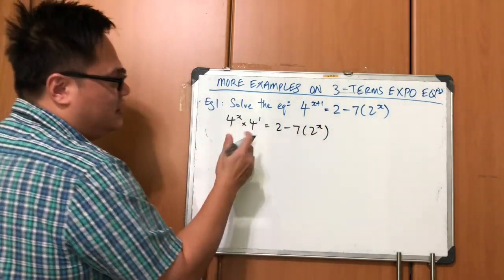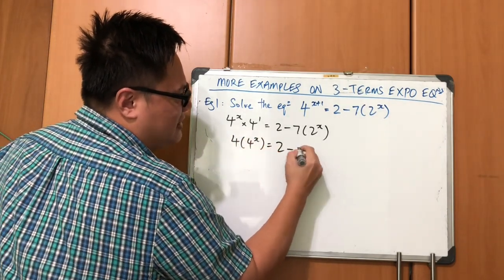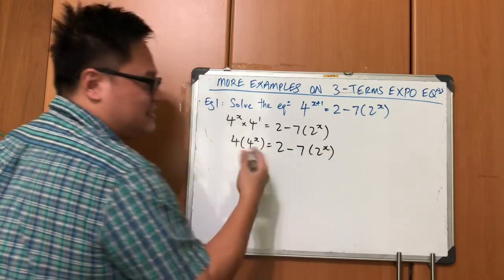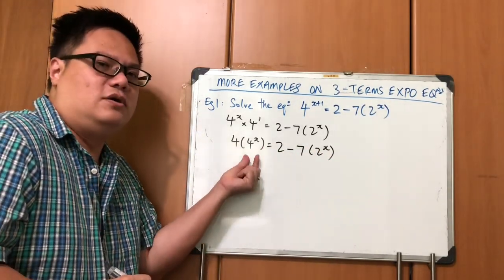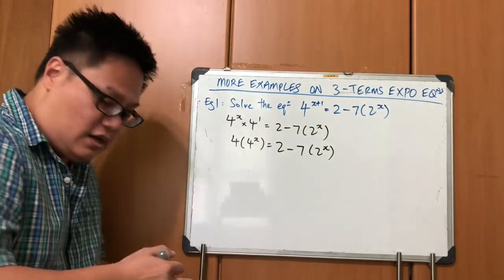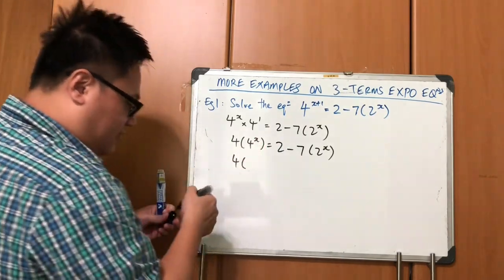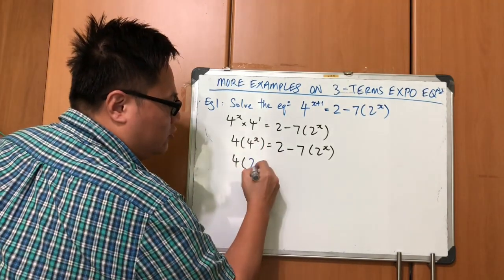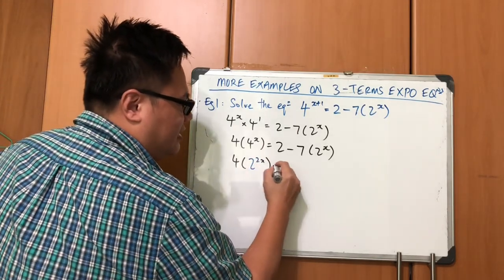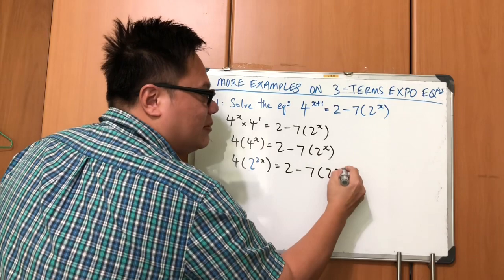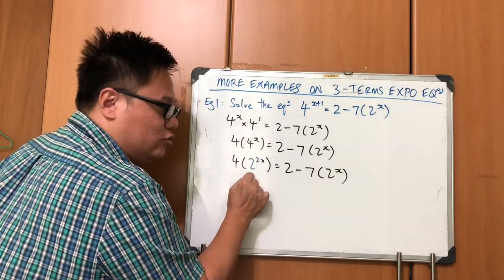Then from here, I can write it this way: 4 to the power of x, and then 2 minus 7, 2 to the power x. It's actually the same thing. So over here, you see this 2 to the power x, and this is 4 to the power x. So what I can do is write 4 as 2 squared, 2 to the power of 2, to the power x, equals 2 minus 7 bracket 2 to the power x. So far, so good. The only thing I change here is, instead of writing 4, I write 2 squared.